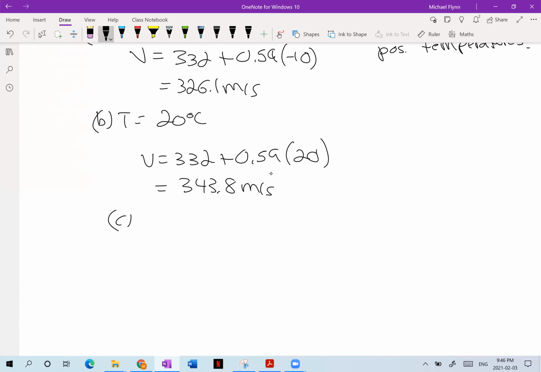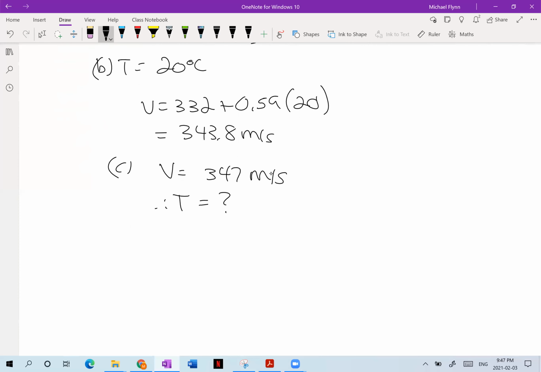What if I turned it around? What if I said, all right, the speed of sound in the room is 347 meters per second. Then, therefore, what is the temperature in the room in degrees Celsius? Well, all you have to do is use a little of your genius algebra skills. You would write 347 equals 332 plus 0.59 times T. Solve it for T.